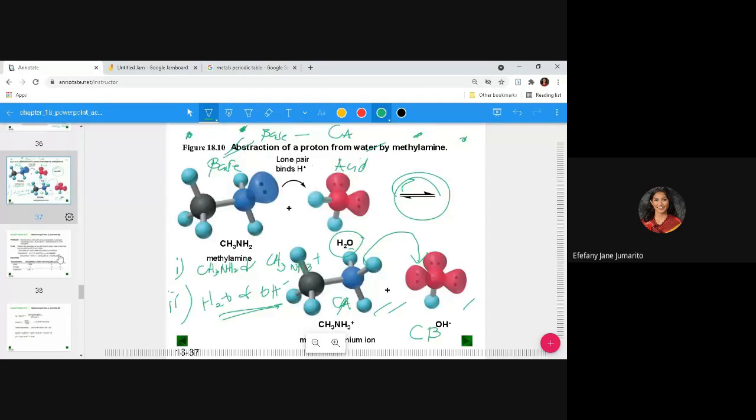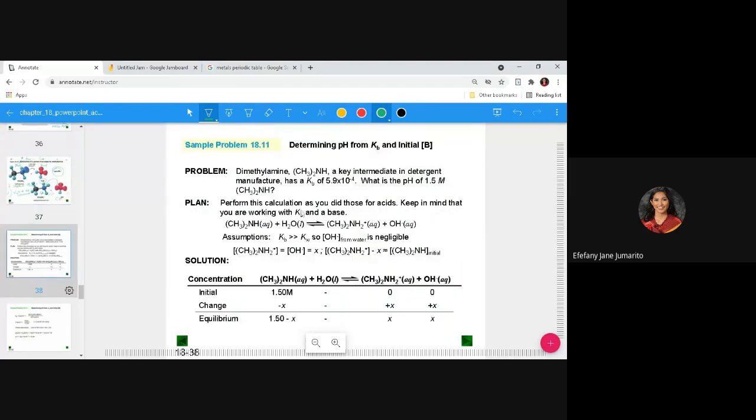All right. I'll leave you to conceptualize. So we have this one, determining pH from Kb and initial concentration of your base. So we have dimethylamine, (CH3)2NH. Okay, please read the problem.